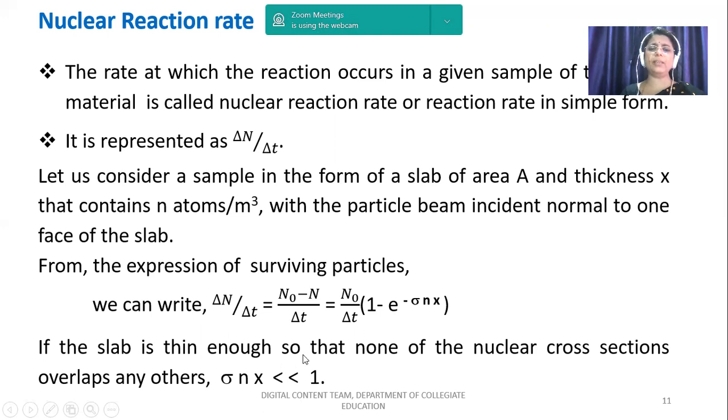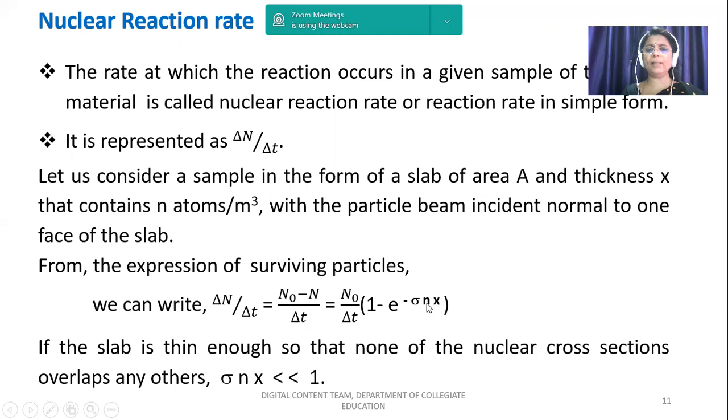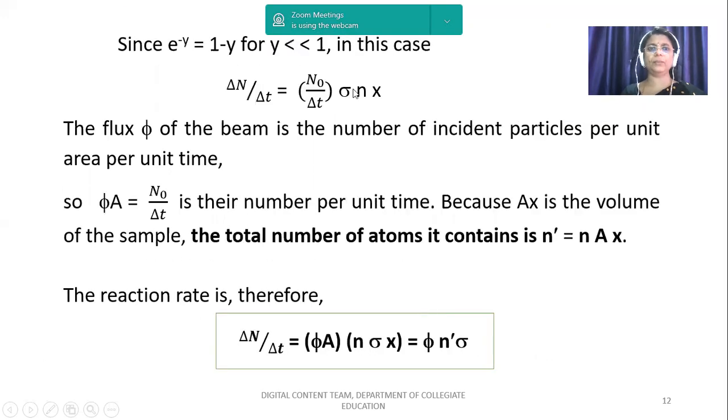And if the slab is thin enough so that none of the nuclear cross sections overlap, in that case we can simplify that sigma nx is very much smaller than 1. And we can write e to the power of minus y equals 1 minus y for y less than 1 in this particular case. So here, your y is nothing but sigma nx. And considering that it is very much smaller than 1, we can simplify e to the power of minus y equals 1 minus y by applying a simple Taylor series.